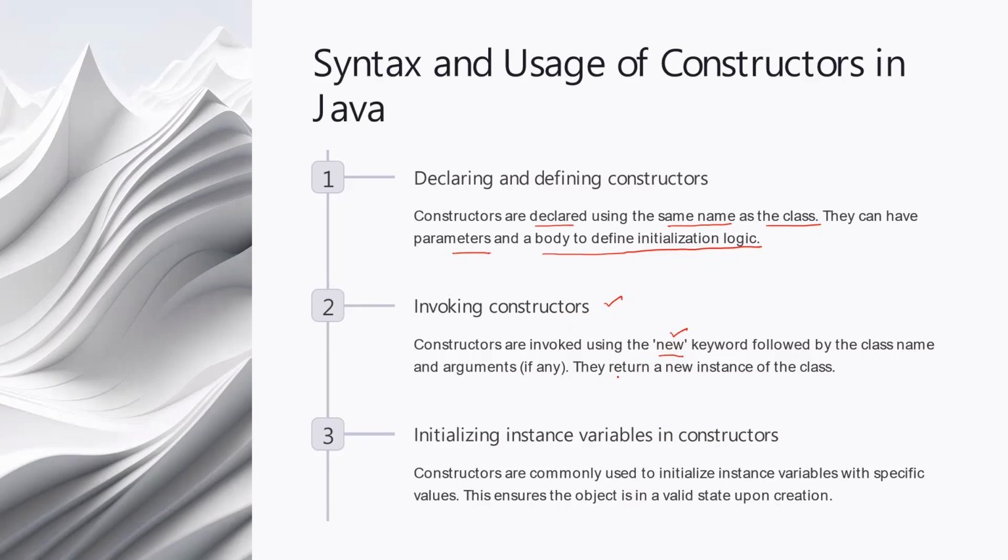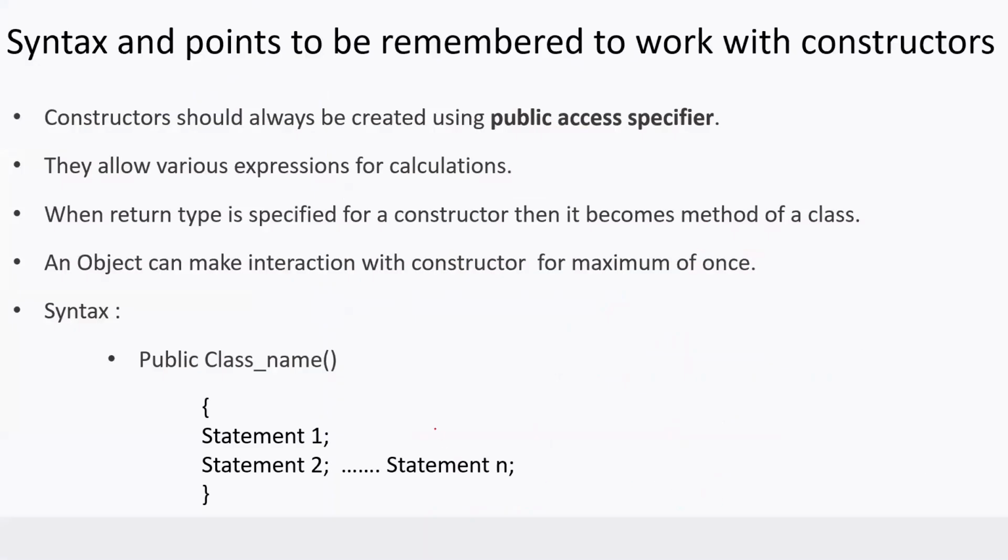Okay, then they return a new instance of that particular class. Now, initializing instance variables in constructors. Constructors are commonly used to initialize those instance variables with specific values. This ensures the object is in a valid state upon creation. Fine. So now this is the syntax, and there are some points to be remembered to work with these constructors.